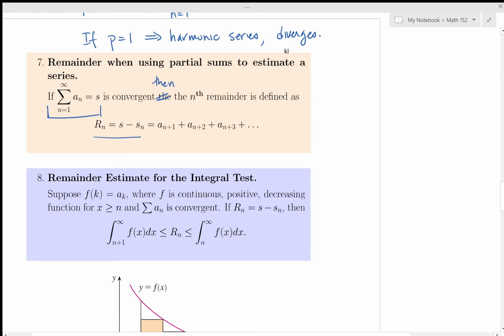Okay, so what we call the nth remainder is the difference between the actual sum, the exact sum, and the nth partial sum. So our nth partial sum, we're going to add up the first n terms, and then of course there's some exact value, which would be adding up all the infinite terms, and the nth remainder is the difference between those. I mean, they're the ones that we didn't add into the nth partial sum.